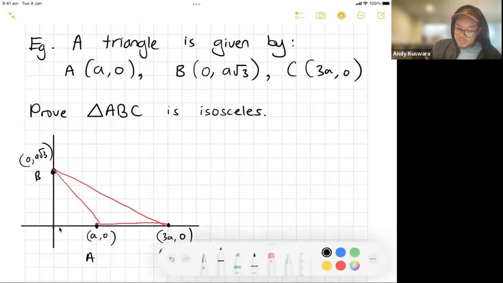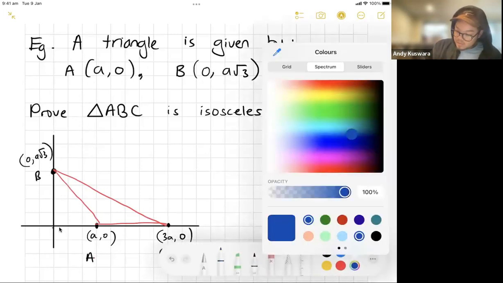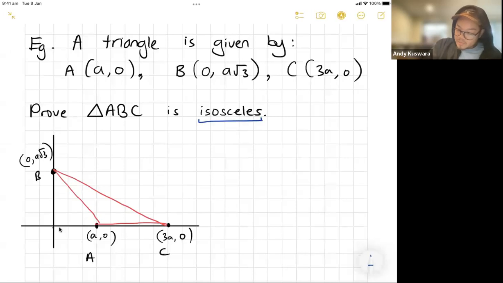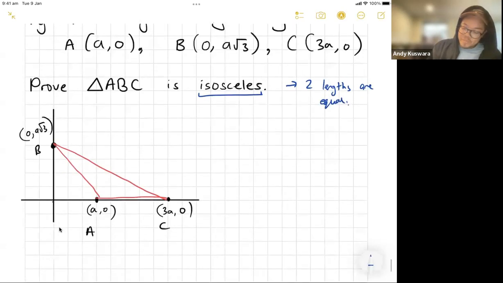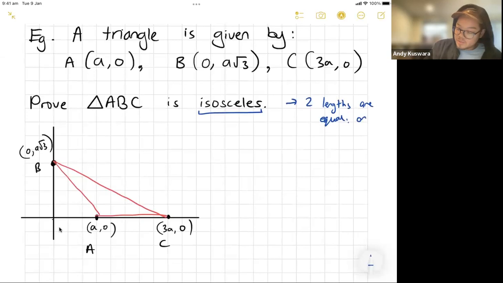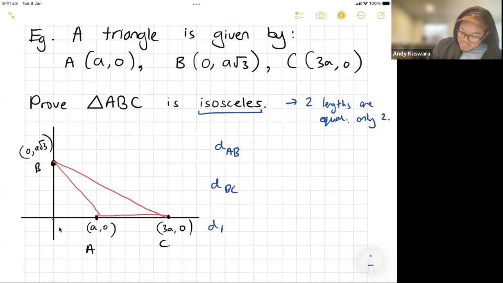So how do I prove that something is isosceles? Hopefully you recognize that that means I need to prove that 2 lengths are equal. And I should say it's only 2, because if all 3 lengths are equal, then we've got an equilateral. So let's talk about the distance, because we're talking about lengths. Let's find the distance of A and B. Let's find the distance of B and C. Let's find the distance of A and C.